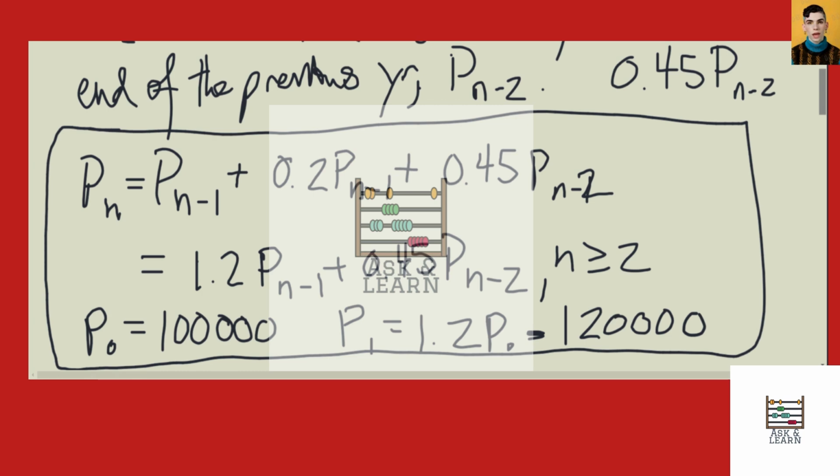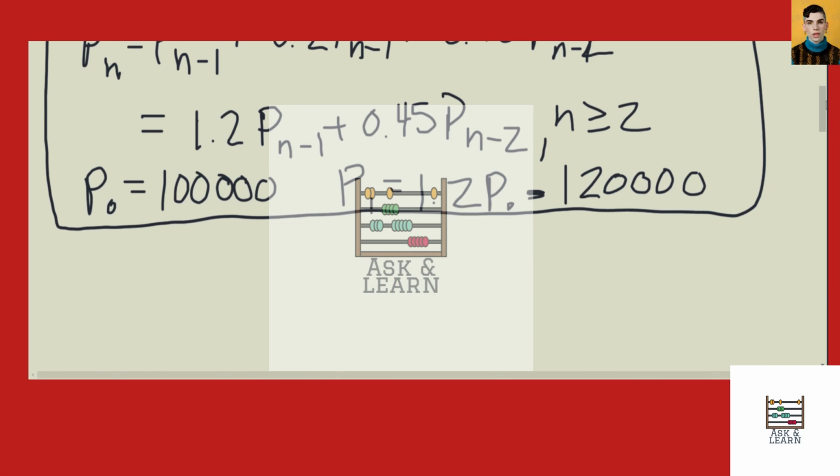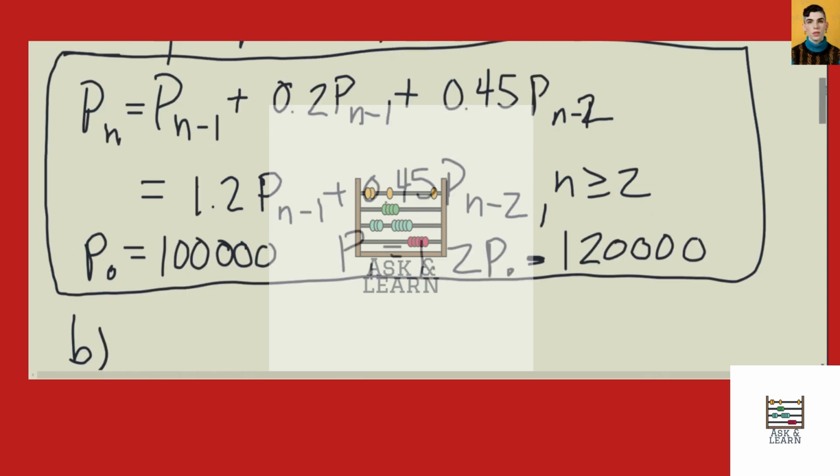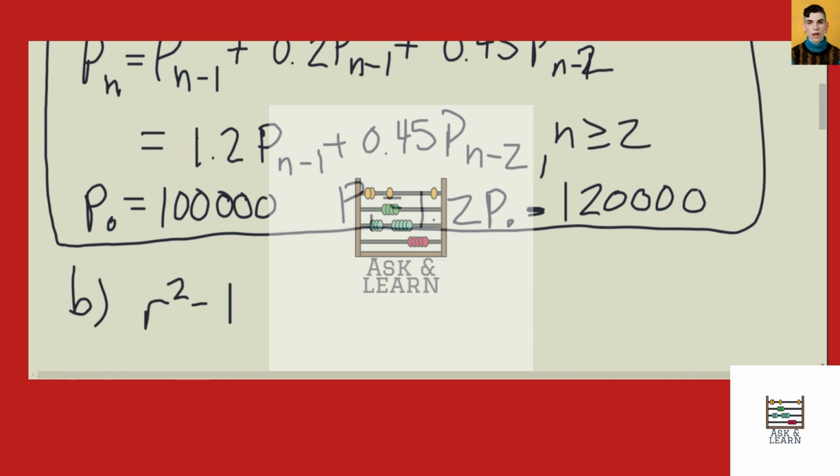In part B, we're asked to find how much is in the account after n years if no money has been withdrawn. So we're looking for Pn in terms of n. Well, we have a linear homogeneous recurrence relation, and so our characteristic equation is r squared minus 1.2r minus 0.45 equals 0. And so we have that r is equal to 3/2, or r is equal to negative 3/10.